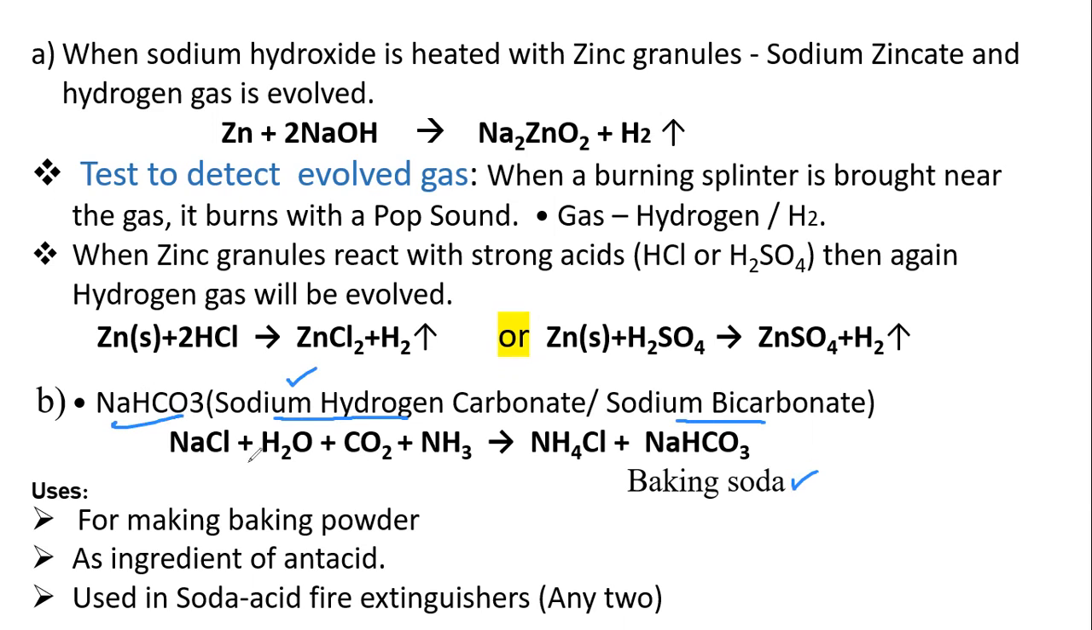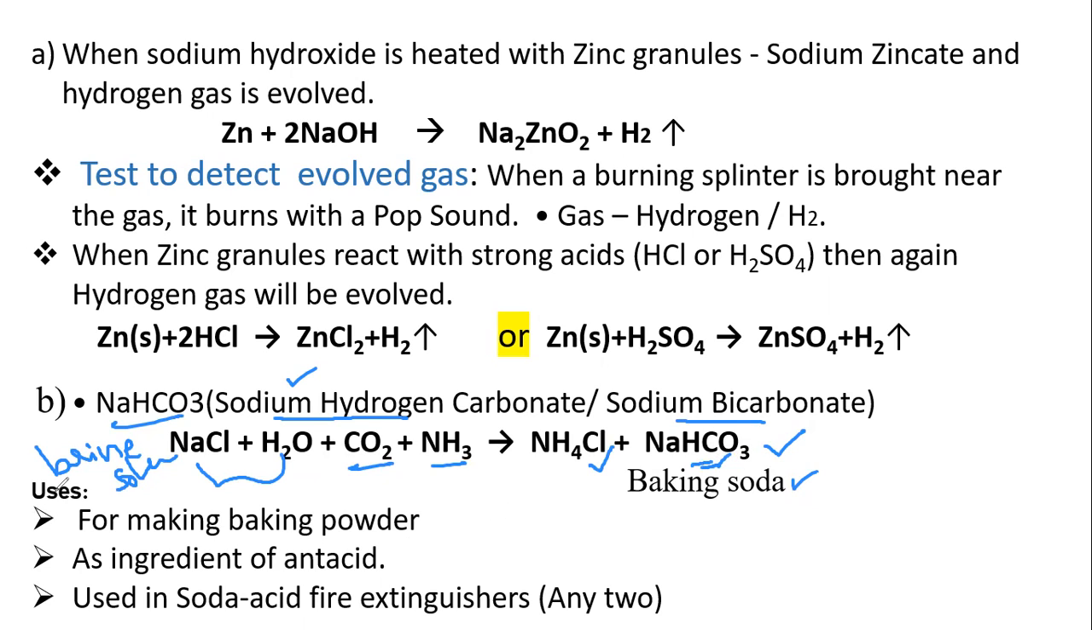After that, what are they asking? One method of preparation. To make baking soda, we need a brine solution. You know, right? The NaCl and H2O is called a brine solution. When brine solution is treated with carbon dioxide and ammonia gas, we will get ammonium chloride and sodium bicarbonate. Finally, we get the sodium bicarbonate. This is the preparation. You practice the equation.